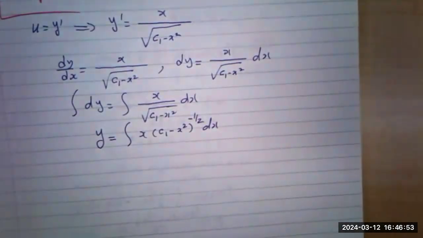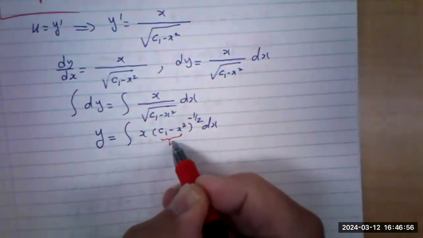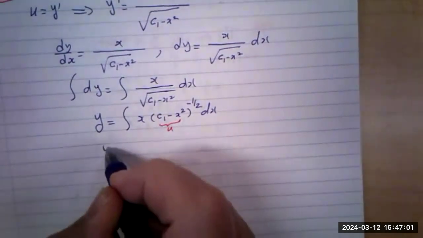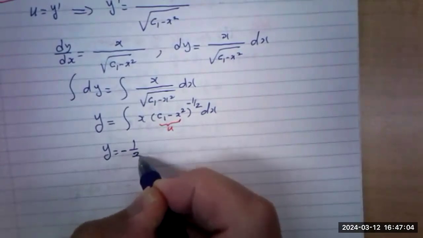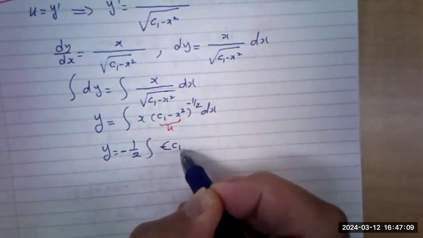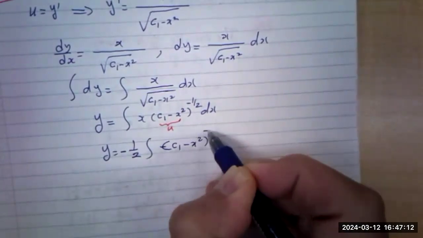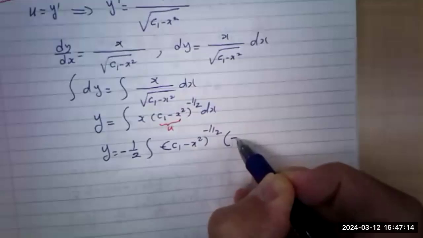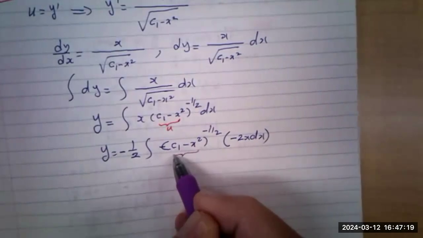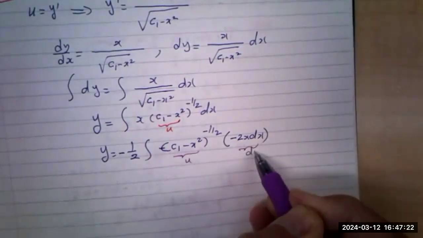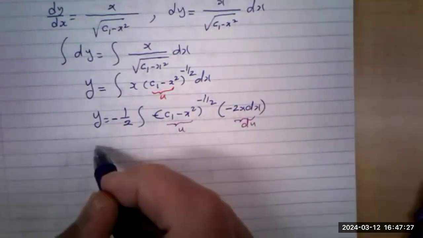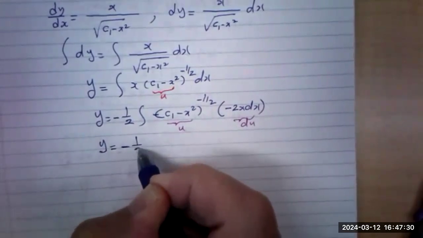Okay, you can use your substitution, but if you take this one, u prime would be -2x. So a -2 is missing. So we can use the short form. It's a -1/2 outside, so we put the -2 inside. It's like c1 minus x squared to the -1/2 times -2x dx. This is going to be your u now, and this is going to be your du. So it's like u to the -1/2. So y would be -1/2.